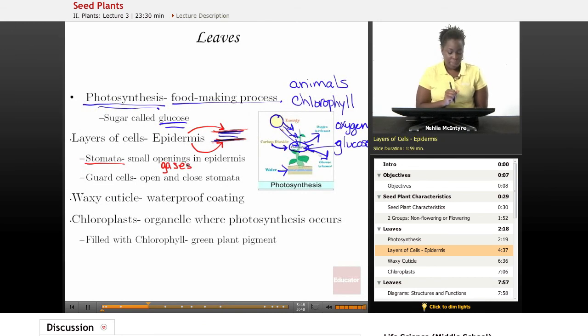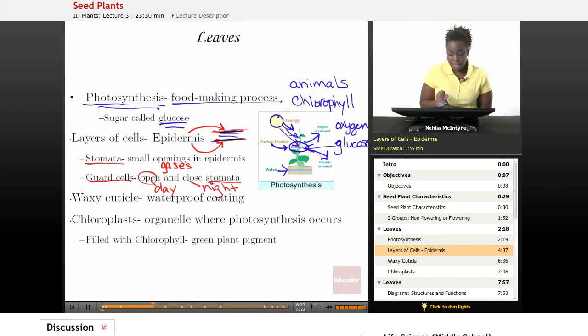Now, the stomata are actually surrounded by guard cells, and those guard cells do exactly that. They guard the opening and closing of the stomata. The stomata is just a hole, but it isn't always open. For example, during the day when the sun is out, plants need sunlight, so those stomata are going to be open to capture the sun's energy, but then during the nighttime they're closed.